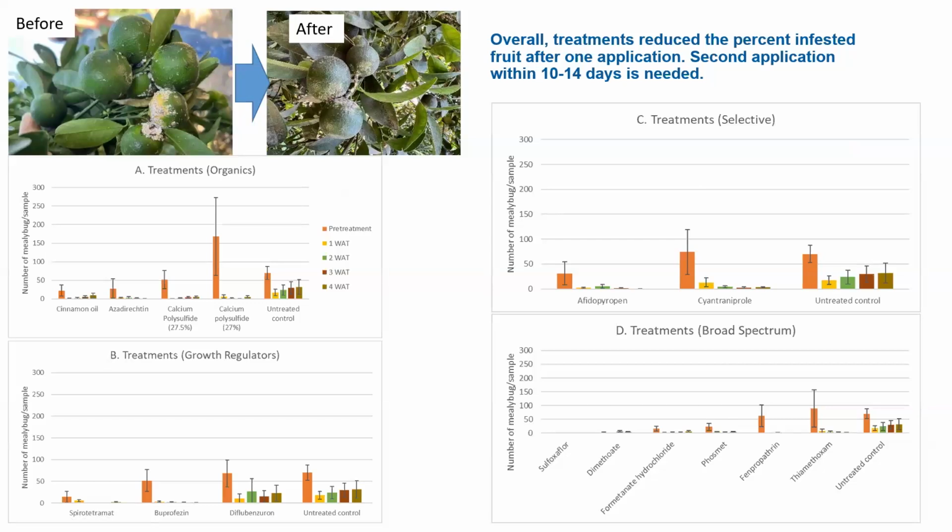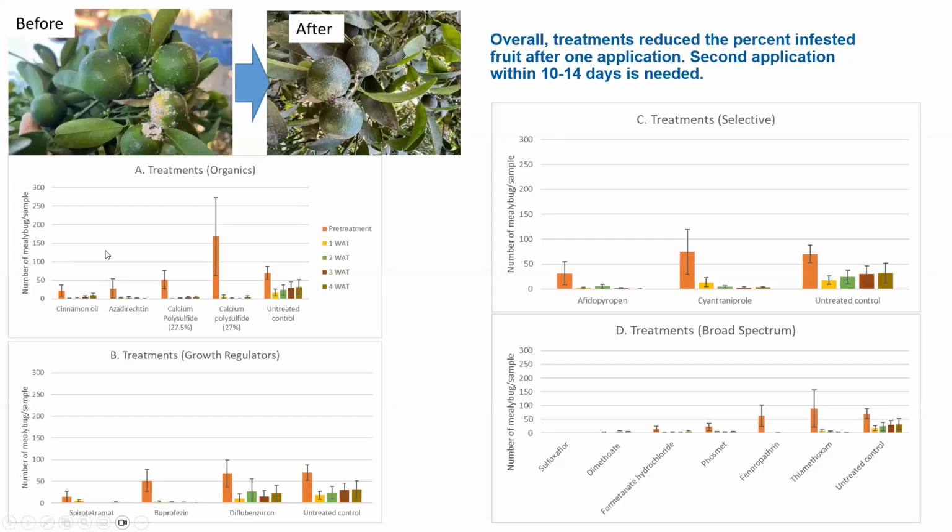We repeated and also added new products during the July application targeting the second generation. And here also you can see the treatments: organics, growth regulators, selective and broad spectrum. We looked at a lot of different products.